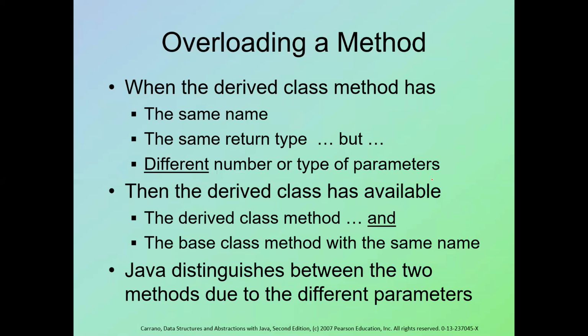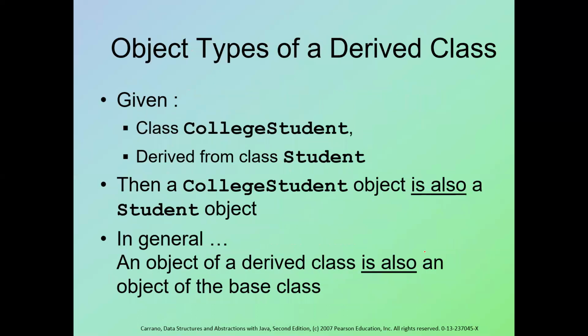So overloading a method, same name, same return type, but different number of or type of parameters. That's overloading. Then the derived class has available the derived class method and the base class method with the same name. So that's the case where, like, if the parent class has a different number of parameters than the subclass, then you can actually refer to either one of them. And Java can distinguish between the two methods because of the different parameters. It'd be nice if they had an example of that, but they don't.